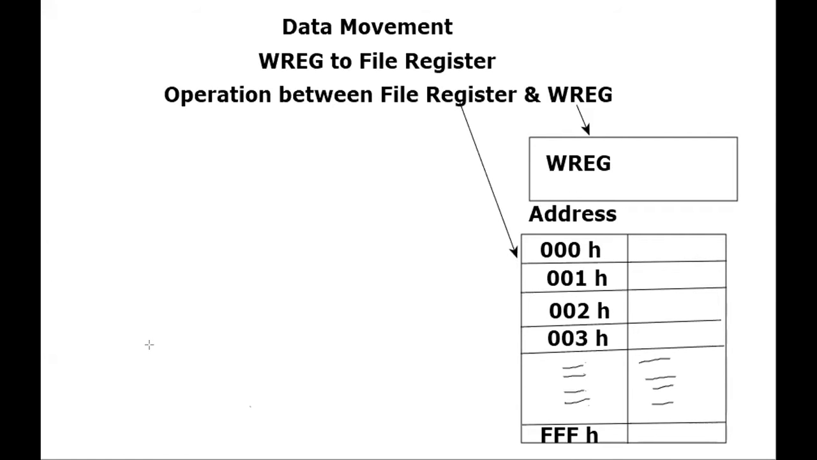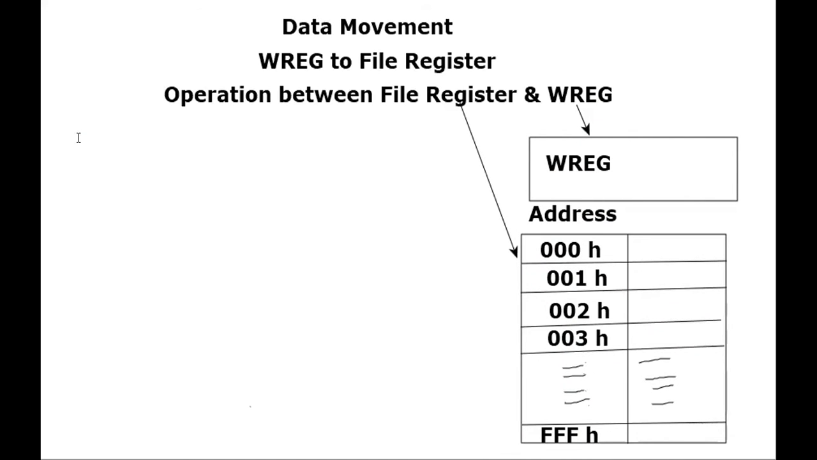Okay, here we have drawn two registers. This is our working register, so whatever value we move inside the working register we will see here, and this is our file register, and its address range starts from 00 hex. It goes on to 01 hex, 02 hex, 03 hex, and the last address of this file register would be FFF hex, right? So let's see how we are going to move the data inside the working register and inside these file registers.